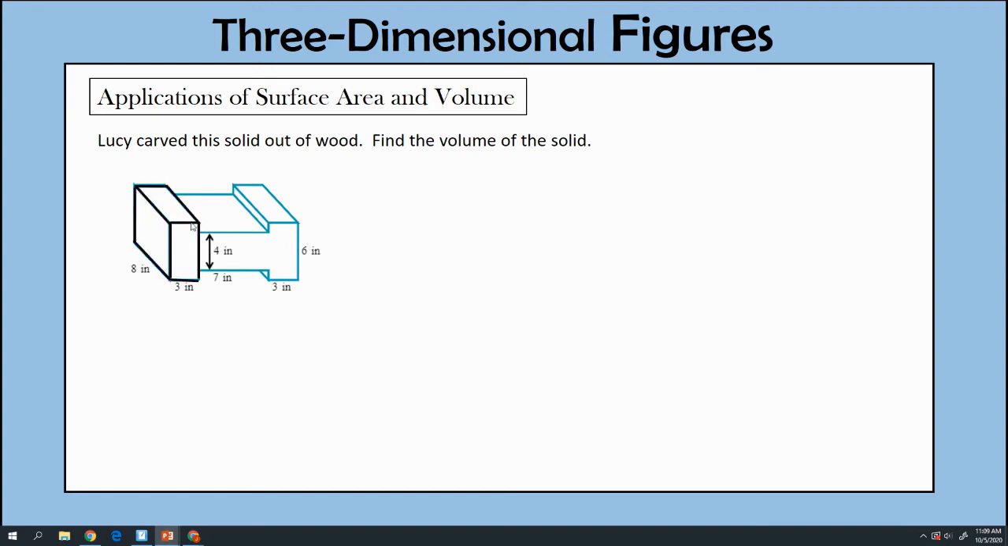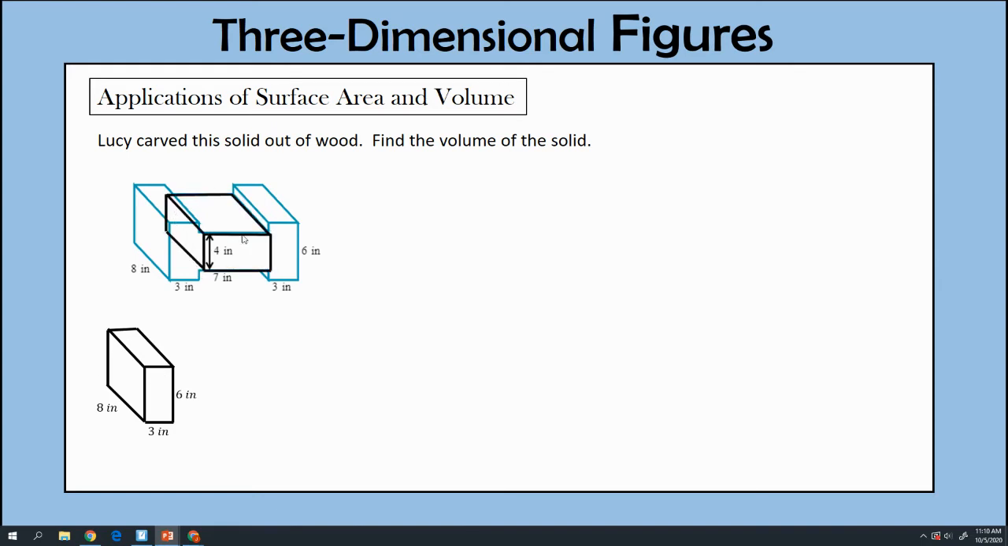So for example, I'm going to look at this part of my drawing. Okay, and if I bring it down here, this is just a rectangular prism with a base of 8 by 3 and a height of 6. So that part of it is just going to be this part.